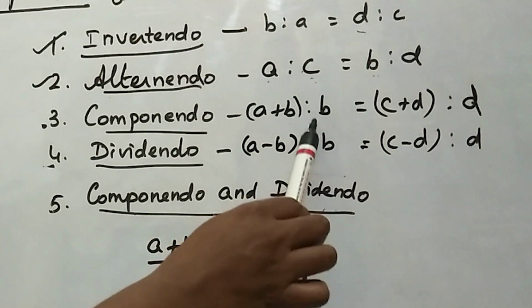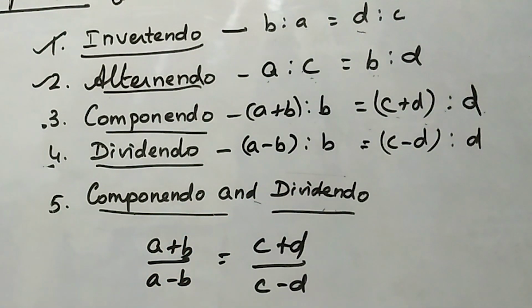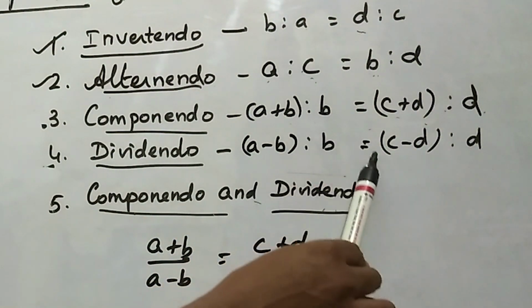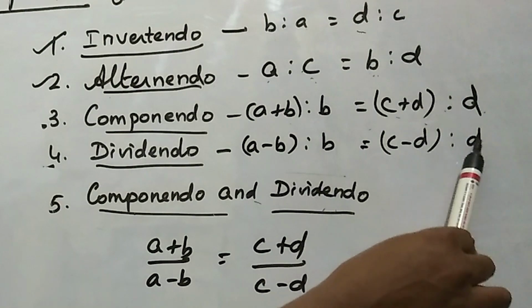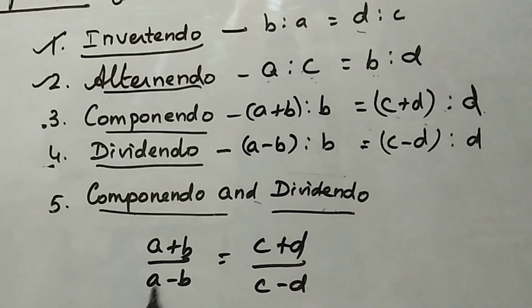A plus B ratio B is equal to C plus D ratio D. Clear? Dividendo: A minus B ratio B is equal to C minus D ratio D. Then componendo and dividendo: A plus B upon A minus B is equal to C plus D upon C minus D. Clear? Understood?